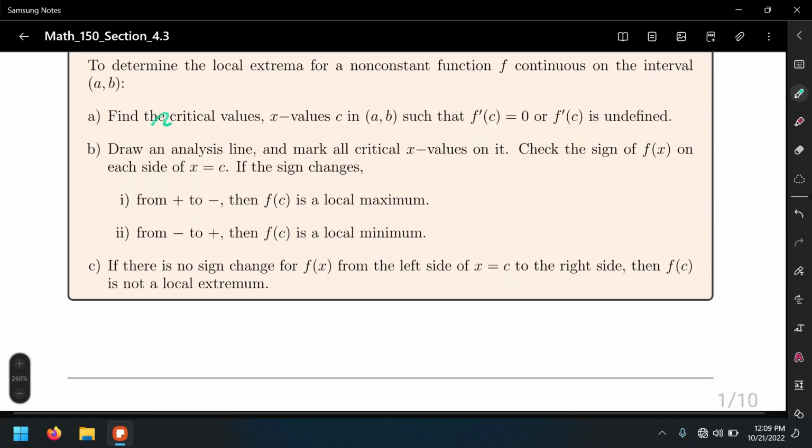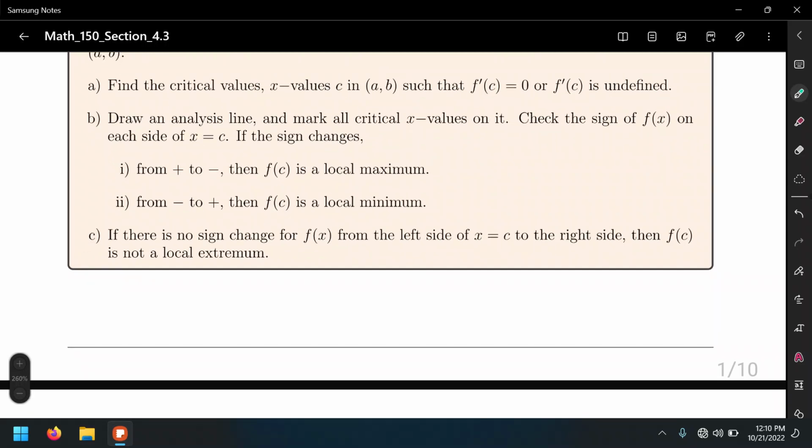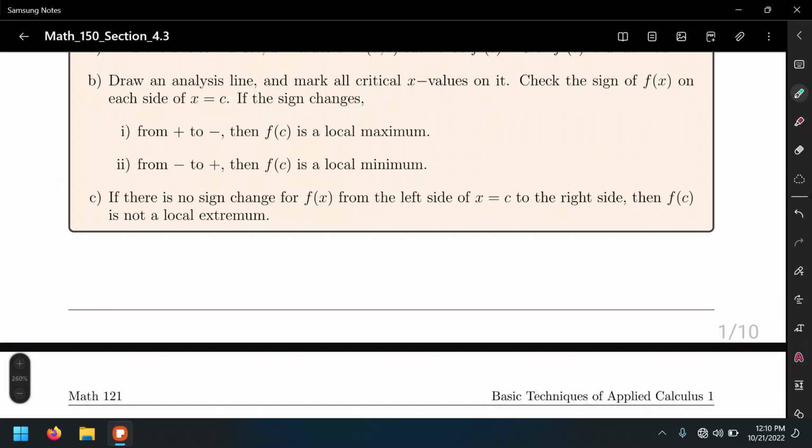So we find the critical values, the values of c for which the derivative is equal to 0 or for which it is undefined. In the situation in which we have a rational function, the denominator equal to 0 is essentially making our function, or the derivative rather, undefined. And then we're going to draw an analysis line and plot those critical values on the number line to check the behavior of the derivative of the function. And then we're going to do a table. I already have everything prepared in terms of a table.